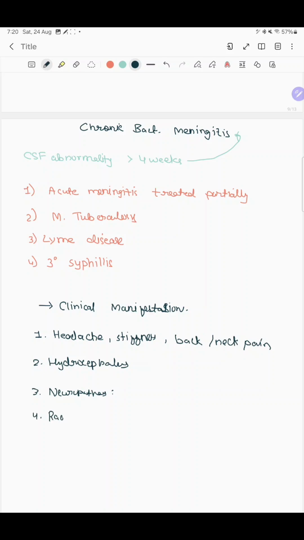It can be radiculopathy, which leads to arm or leg weakness or numbness, or even it can cause urinary retention. There can be personality changes like drowsiness, inattention, disorientation, or even memory loss. Now we are going to see the different agents which cause chronic manifestations in detail.